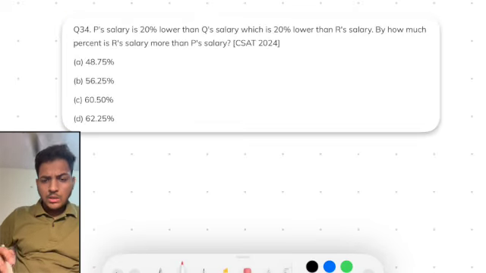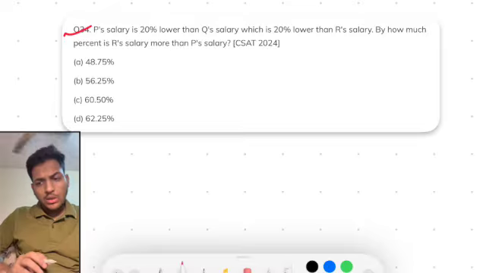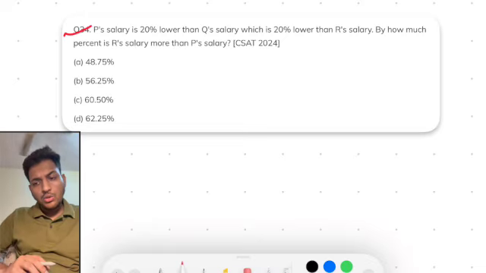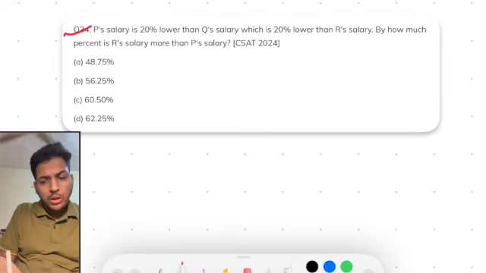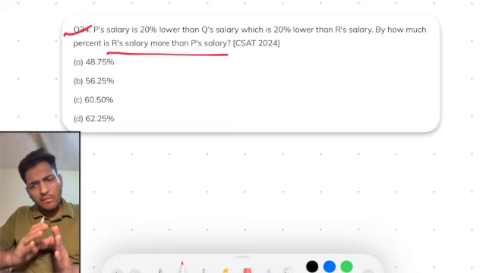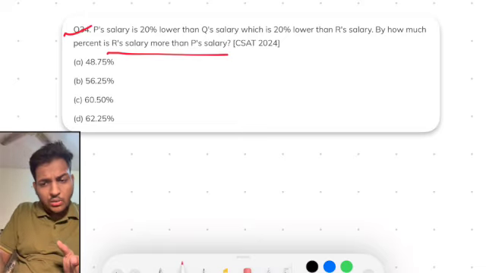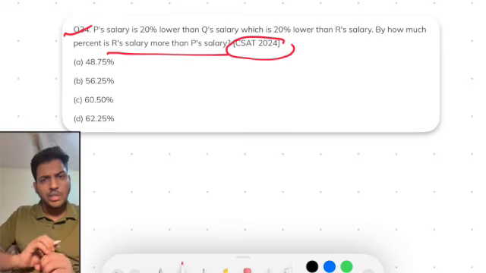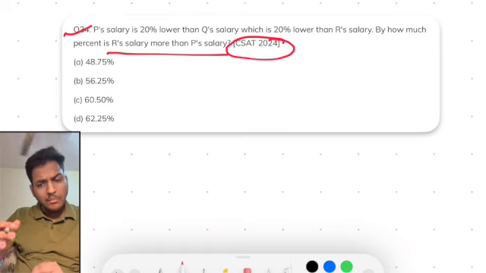Now the question is, P's salary is 20% lower than Q's salary, which is 20% lower than R's salary. By how much percent is R's salary more than P's salary? See, all these questions contain nothing. This is CSAT 2024. It has been asked last year itself, and many of you might have made mistakes in this question.